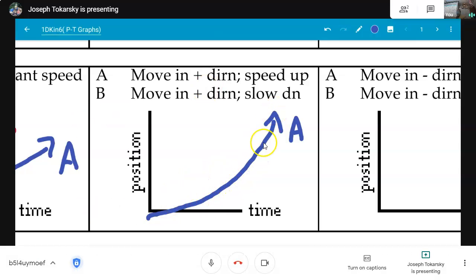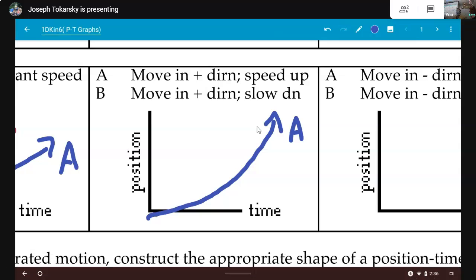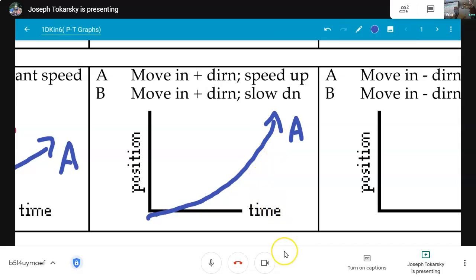You can see the lines getting steeper. Remember we said the steepness represents going faster. The steepness keeps increasing, doesn't it? Right here on the curve is less steep than right here and right here. It gets steeper as it goes. That means we're speeding up. Makes sense, right?